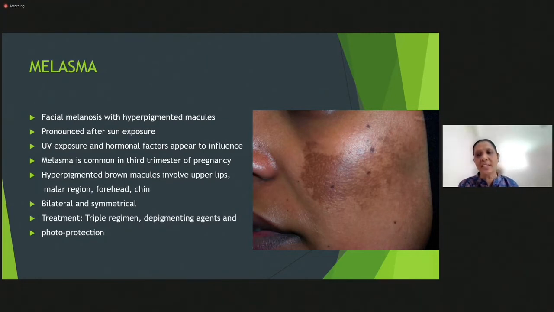So in the triple regimen, there is a tretinoin, which peels this pigmented skin, and there is steroid, which reduces the inflammation because of this peeling and the inflammation which is caused by hydroquinone. What hydroquinone does is it stops the melanin production. So that will cause this hyperpigmentation to go away. But mainstay is photoprotection. That means sunscreen should be used every time they step out in the sun.